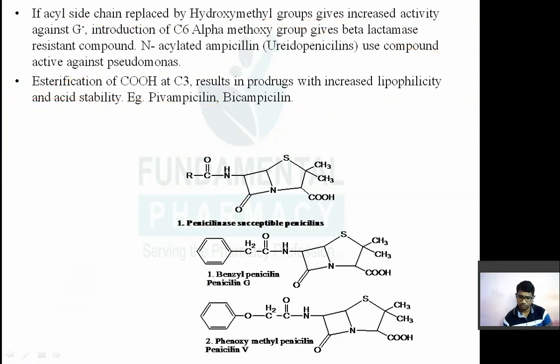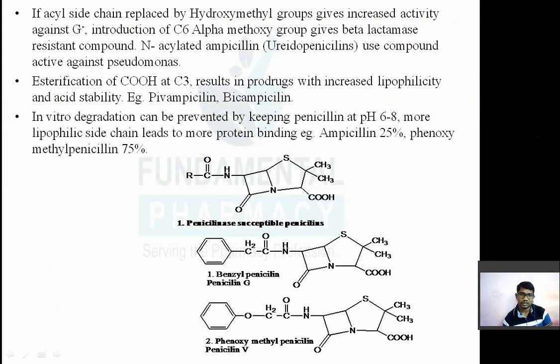SAR, that's it, these are the important points. Then in vitro degradation can be prevented by keeping the penicillin at a pH range of 6 to 8. A more lipophilic side chain can lead to more protein binding of the drug. Ampicillin is 25% bound, phenoxymethyl penicillin is 75% protein bound.